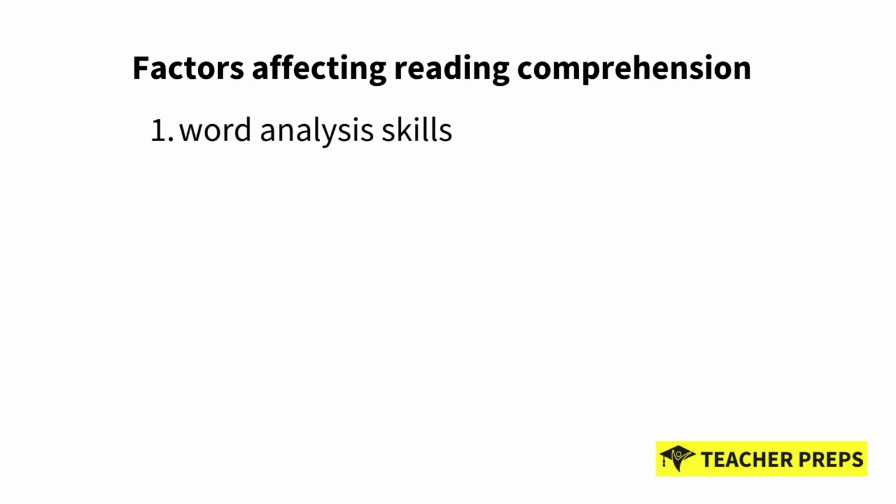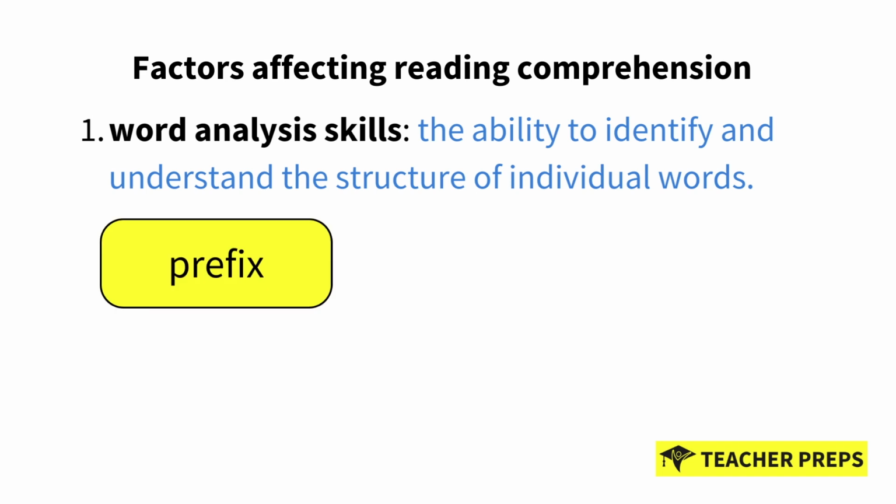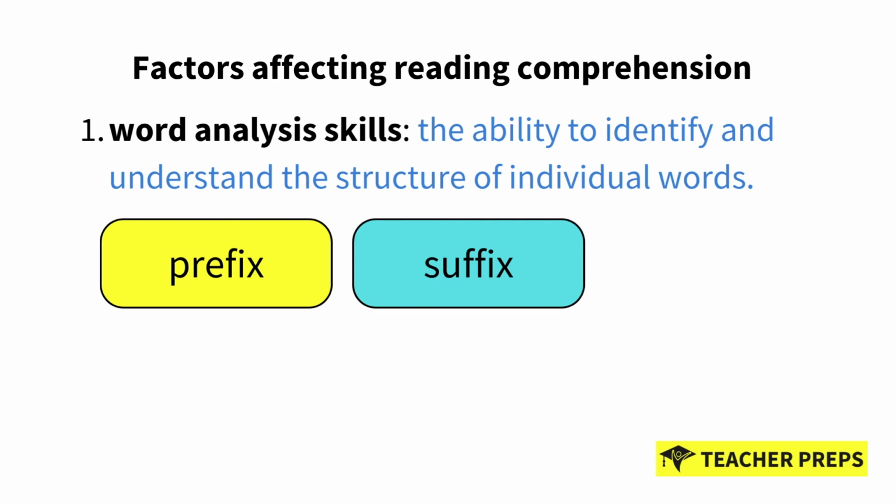All right, the first factor that affects reading comprehension is a student's word analysis skill level. First, do you remember what word analysis is? Pause the video and try to write down your own definition. Right. Recall that having the skill in word analysis is having the ability to identify and understand the structure of individual words. This includes recognizing a word's prefix, suffix, and root word.